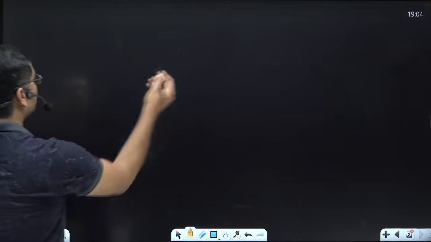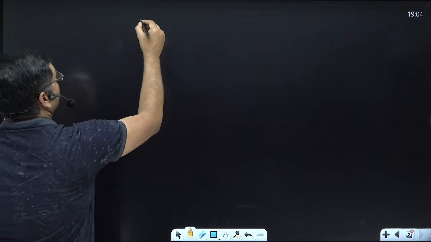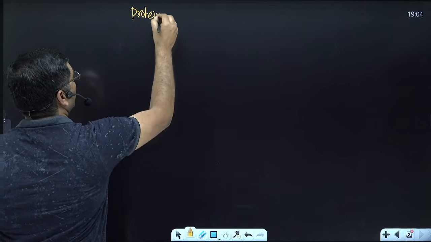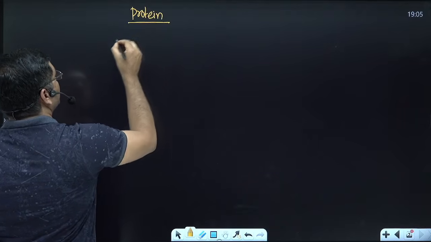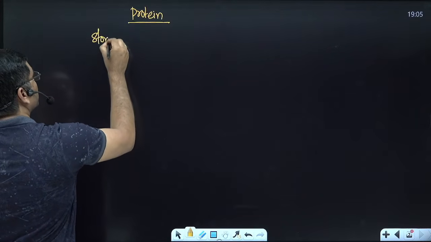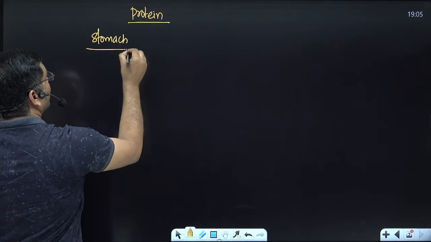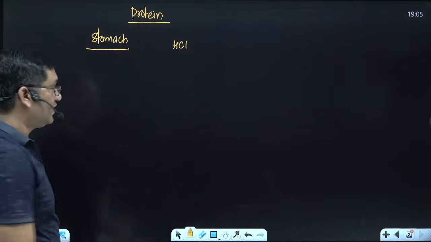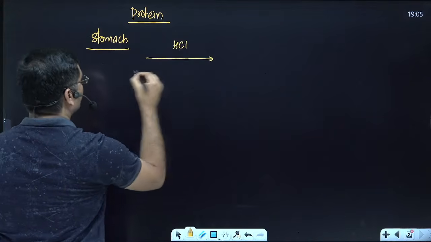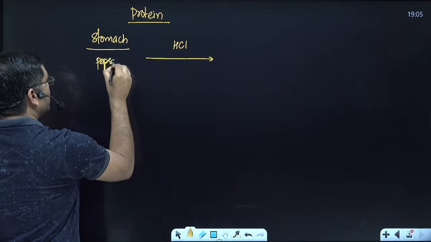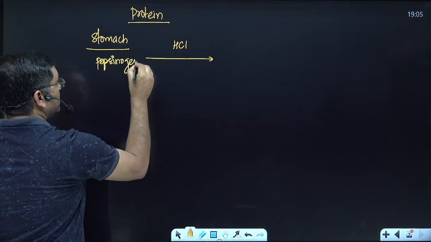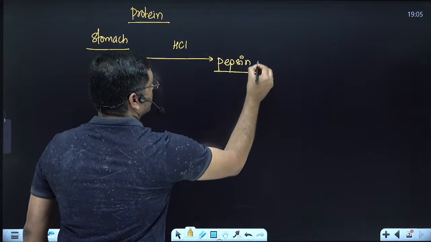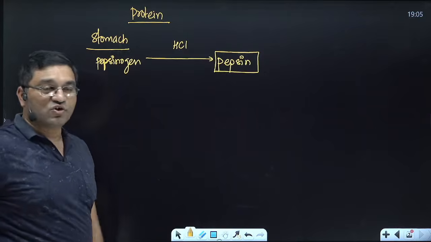Okay, now see. So protein, what do we eat? Protein or polypeptide. In the stomach it is acted upon by the HCl. So HCl denatures the protein and causes the conversion of pepsinogen into pepsin. So pepsinogen is converted into pepsin. Now what is the action of pepsin?